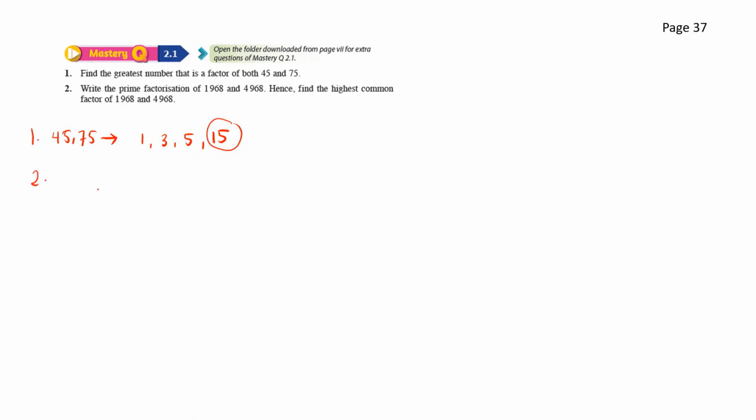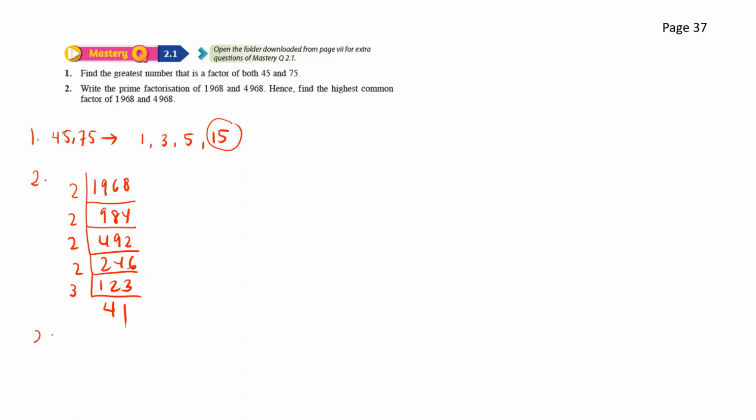Next, for number 2, write the prime factorizations of 1968 and 4968. So let's do that here. Dividing this by 2 again will give us 492. Dividing it by 2 again, we have 246, then 123. And this cannot be divided by 2, so we'll divide it by 3 and we'll get 41. So 41 cannot be divided by any number. So we'll have 2, 2, 2 and 2, 3 and 41.